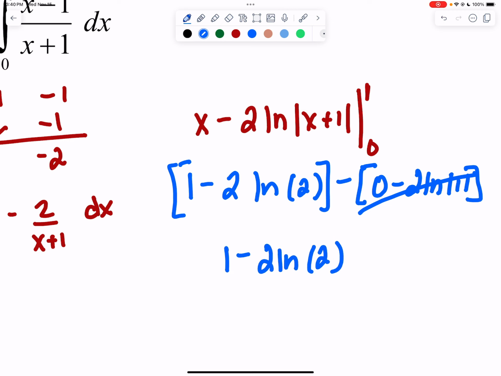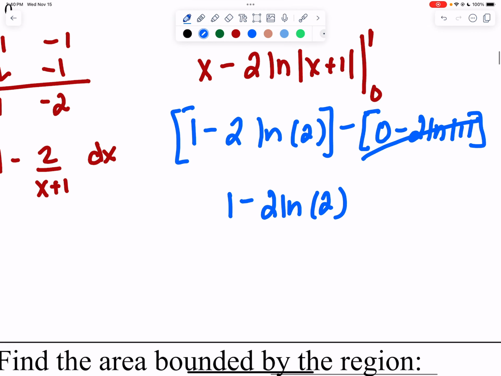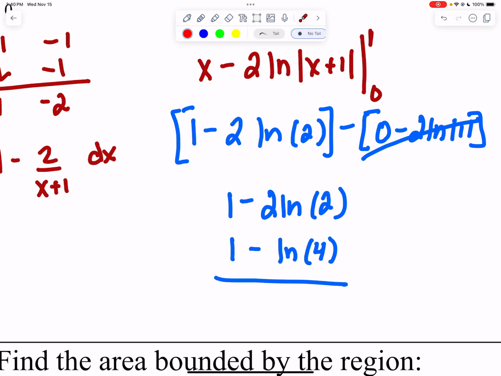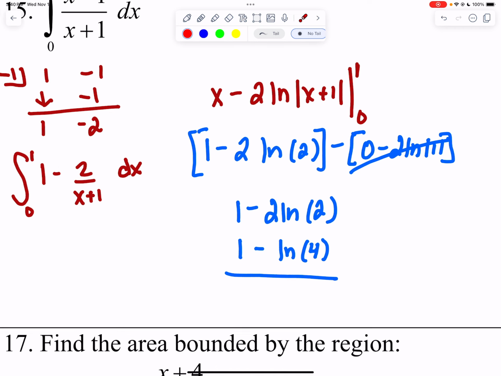Now, if this was a multiple choice question, remember that you have properties of logs that you use. So if you see something like this where you have 1 minus ln of 4, don't be surprised. Because right here, I could use this and bring it up as a power using my log rules to get 1 minus ln of 4.